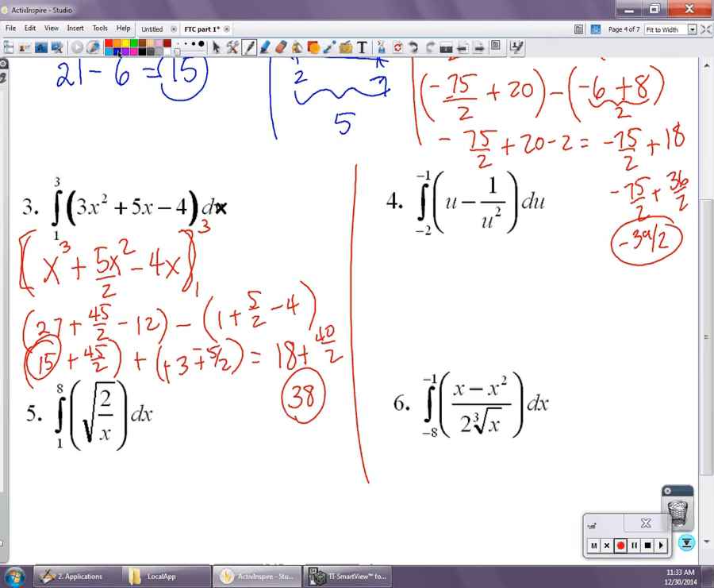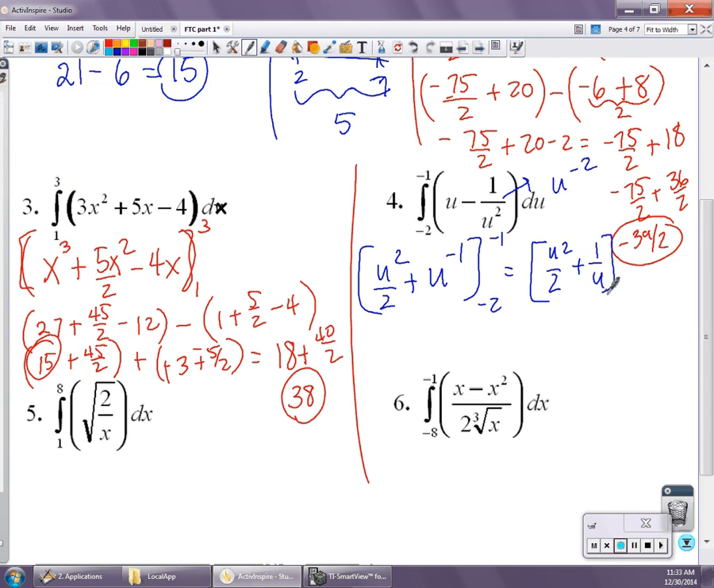Number 4, find the antiderivative. Now remember, 1 over u squared is u to the negative 2. So increase the power by 1 and divide by the power. So that would be u to the negative 1. Divide by negative 1 makes that plus 1. From negative 2 to negative 1, which is the same thing as u squared over 2 plus 1 over u from negative 2 to negative 1.